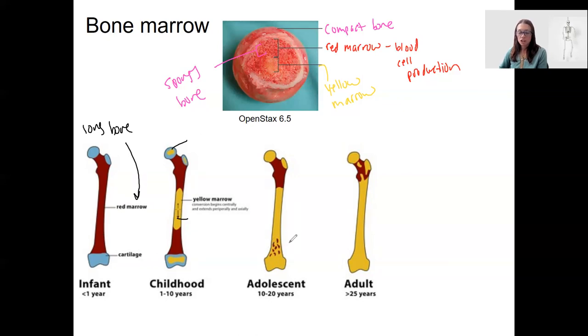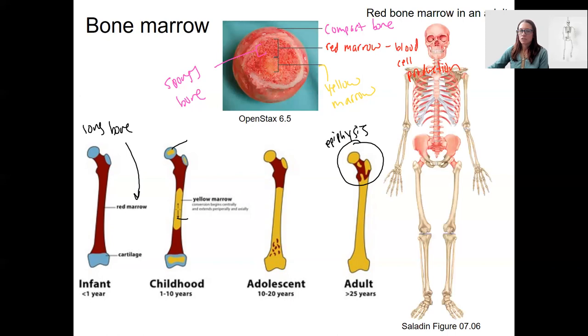That continues to extend until in adulthood, there's only red bone marrow at the epiphyses. And that's what I showed you in that previous picture already. So this is what it looks like in an adult.